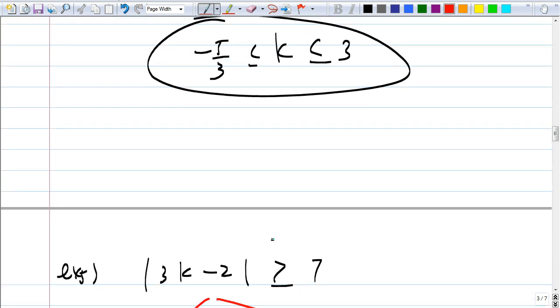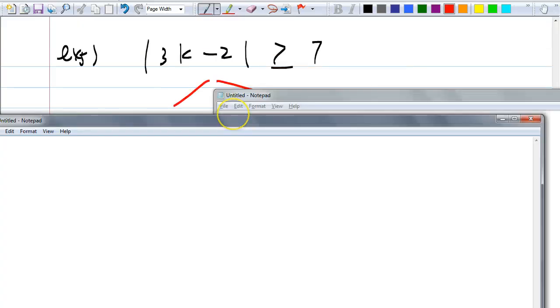Example 5. Now you have absolute value 3k minus 2 is now greater than or equal to 7. Question? This time it's going to be OR. Yes, you're right. So you're going to get 2 inequalities. Can somebody give me the 2 inequalities that we get? Harrison, what's our first inequality? Tell me what the 2 inequalities are that we get from this absolute value.